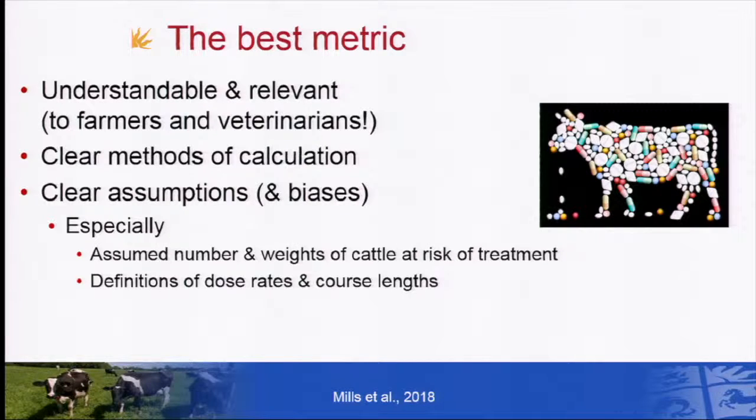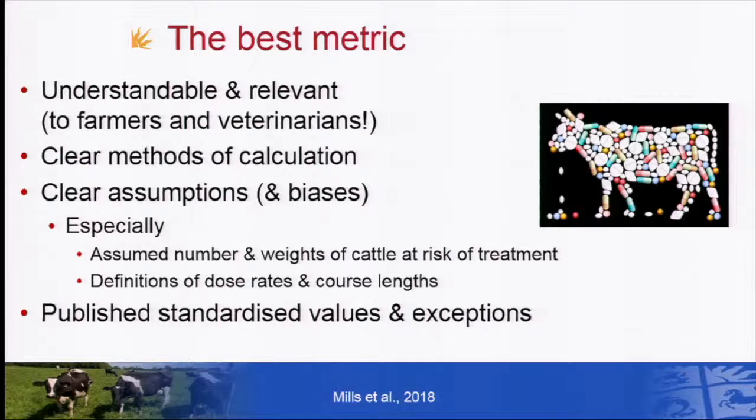In order to get an accurate measure of these things, we need to have good information, or at least be clear about the assumptions that we're making about this sort of information. And we would like these things to be published, transparent, open access, and the exceptions to be published as well.